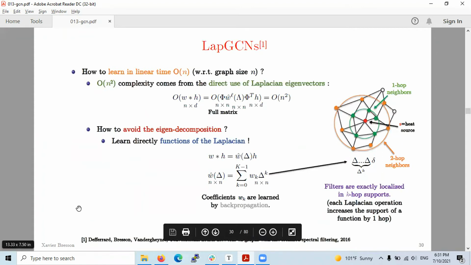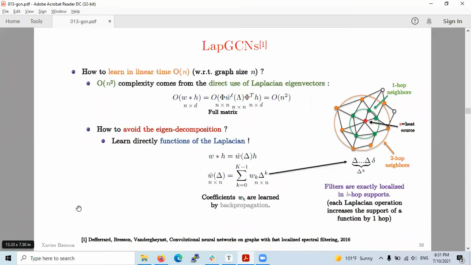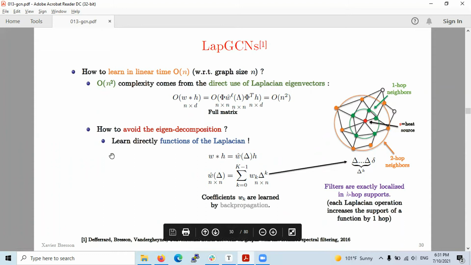So here, as we have seen, the learning complexity comes from the Fourier transform itself. So what these guys have done is, why not avoid this Fourier transform business and the eigen decomposition and all of that, and then start learning the Laplacian itself. So this is what they have come up with.